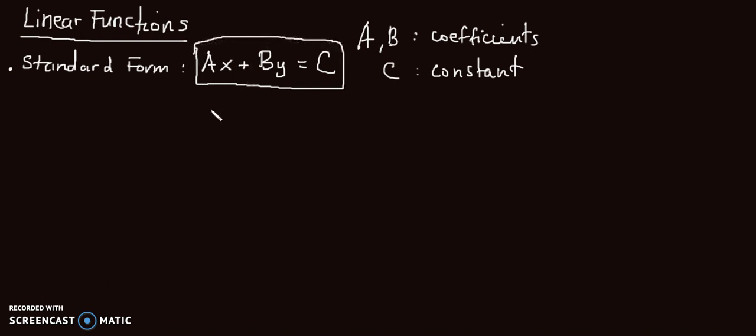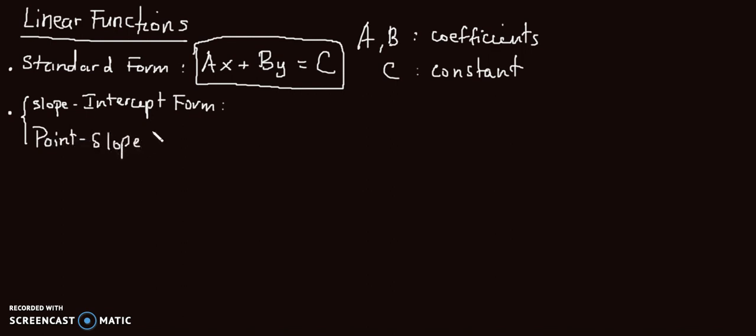Now, even though this is a standard form, it is not readily used for several reasons. One is that when you graph this, it's a little bit difficult to graph. So we usually talk about two other forms. One is slope-intercept form, and the other one is point slope form. There's a common ground here: the slope. Both forms have to have slope.